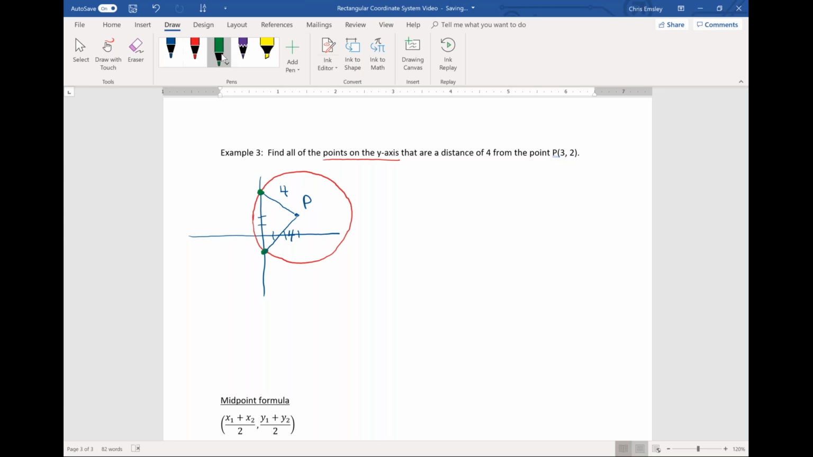Okay, so again, we want to label these green points. This time we're not on the x-axis, we're on the y-axis. So that means the x-coordinate is 0, and the y-coordinate is our unknown. It's going to be our variable in the problem. So again, using that distance formula, I'm just going to copy it down for you first. Then we plug in what we know, the distance that we've been given is 4.